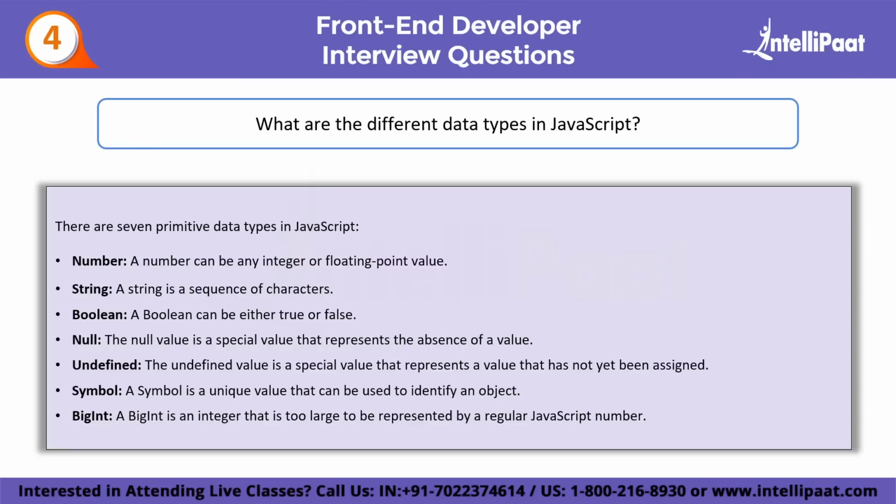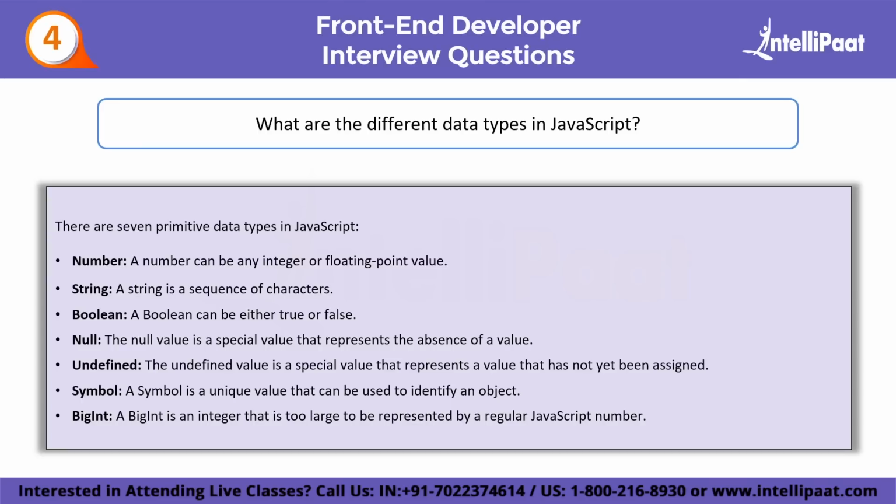A number can have any integer or floating point value. A sequence of characters is called a string. A boolean can either be a true or false value. The null value is a special value that represents the absence of a value. The undefined value is also a special value that represents a value which has not been assigned yet.